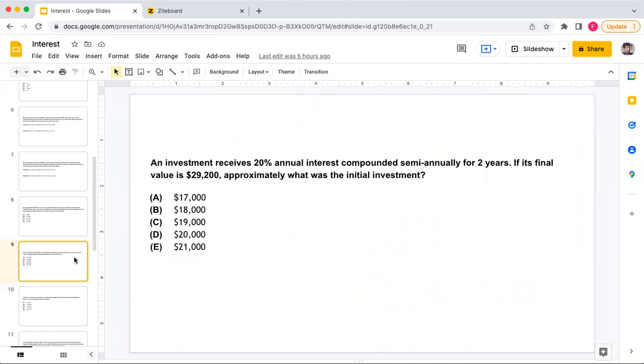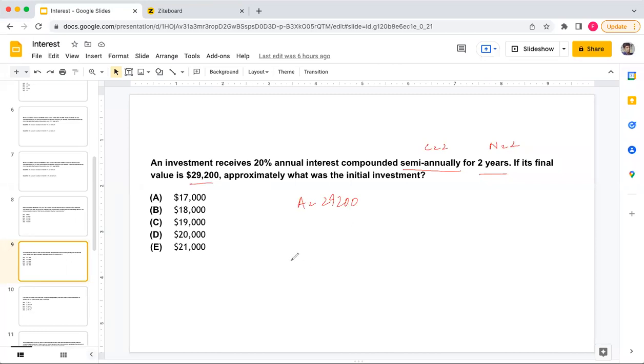Now another quick question. What is the answer to this? The question is saying the investment received 20% annual interest compounded semi-annually, right? So C is equal to 2, for 2 years N will also be equal to 2. If the final value is 29,200, and if we consider final value as A, that is 29,200, the question is, what was the initial value?